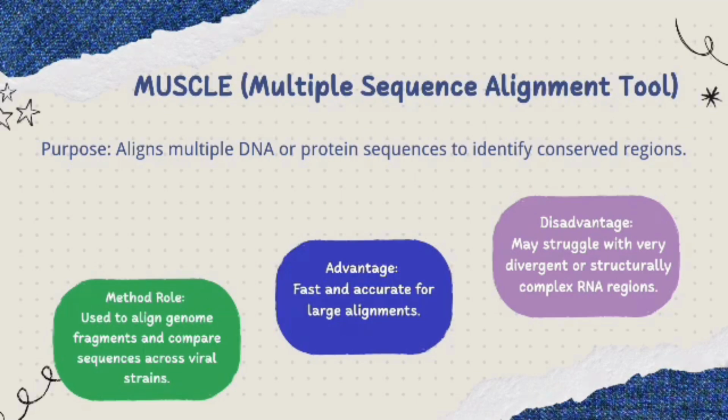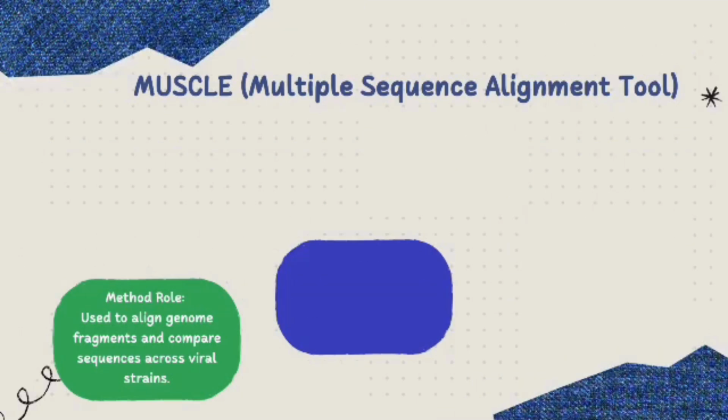Its strength lies in being fast and accurate, especially for large datasets. However, it may be less effective when aligning highly divergent sequences or those with complex RNA structures.